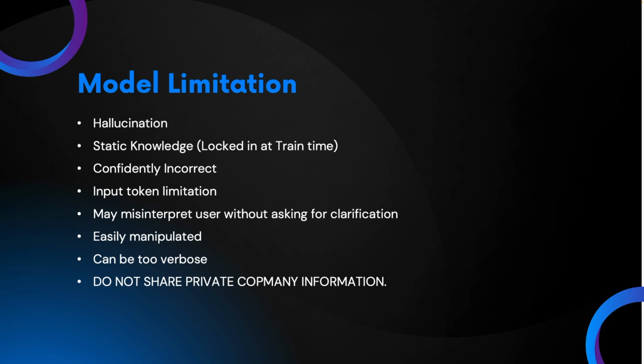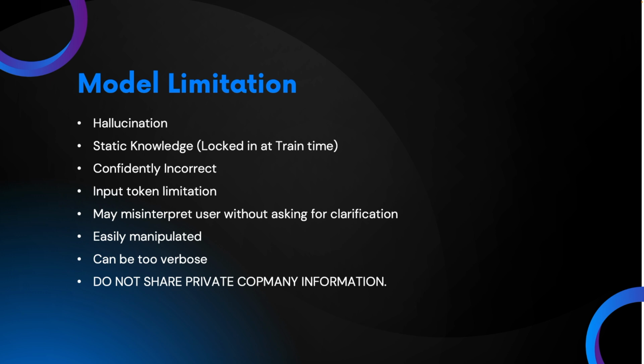The model is also confidently incorrect. In short, it's not going to ask you a clarification question for your prompt and will pretty much answer you confidently about any topic, even if it's incorrect. It also has an input token limitation, like we saw before. It can only take so many tokens as an input. And sometimes it also misinterprets your prompts without asking for any clarification.